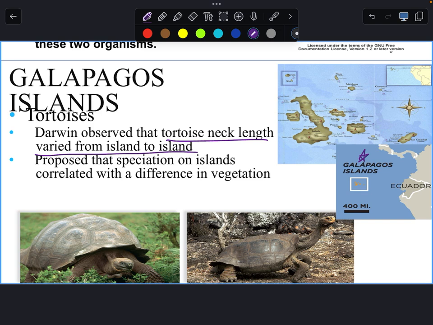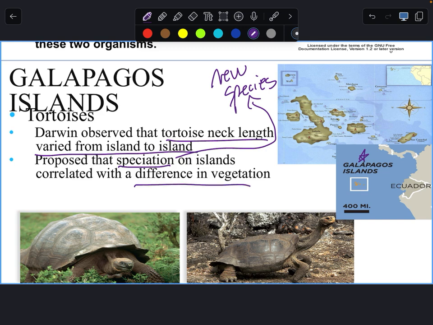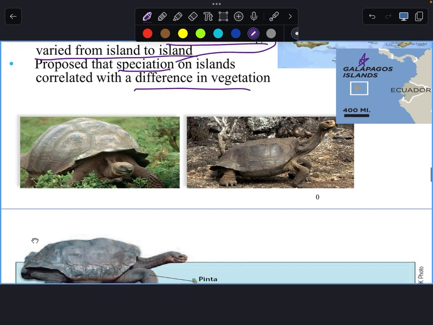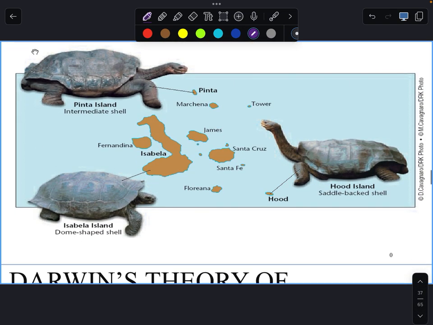And of course, these islands are very different when it comes to vegetation. And so he proposed that speciation, which is the origin of new species, we'll talk about that in a lecture down the road, correlated with a difference in vegetation, right? And so on the Hood Island one, the vegetation's high. And so on Isabella, there's plenty of vegetation, plenty of food.